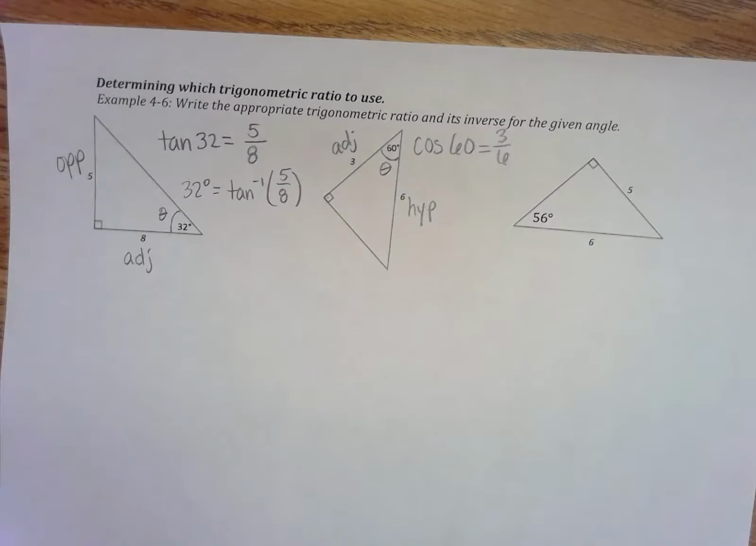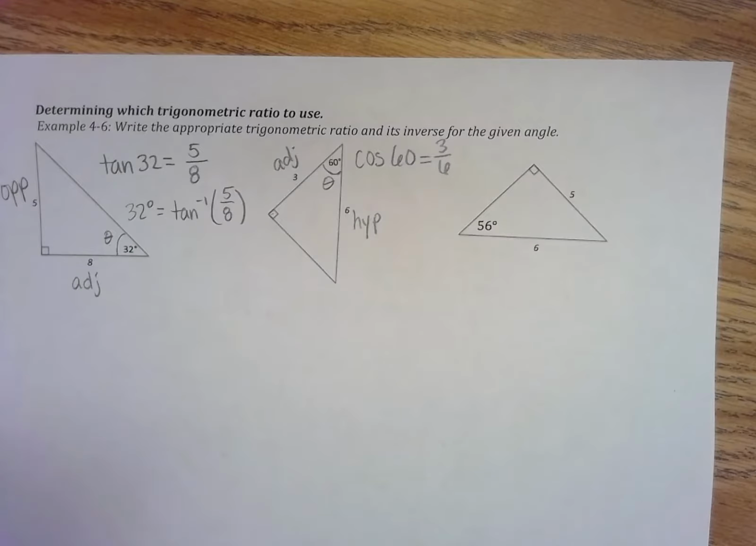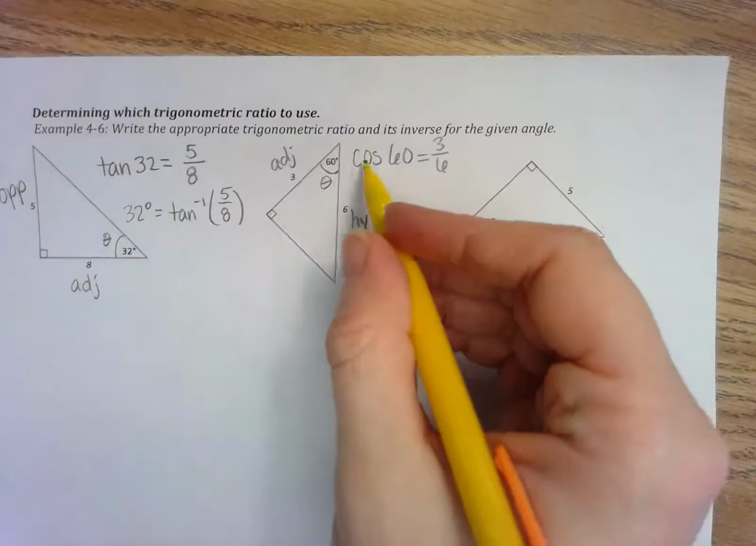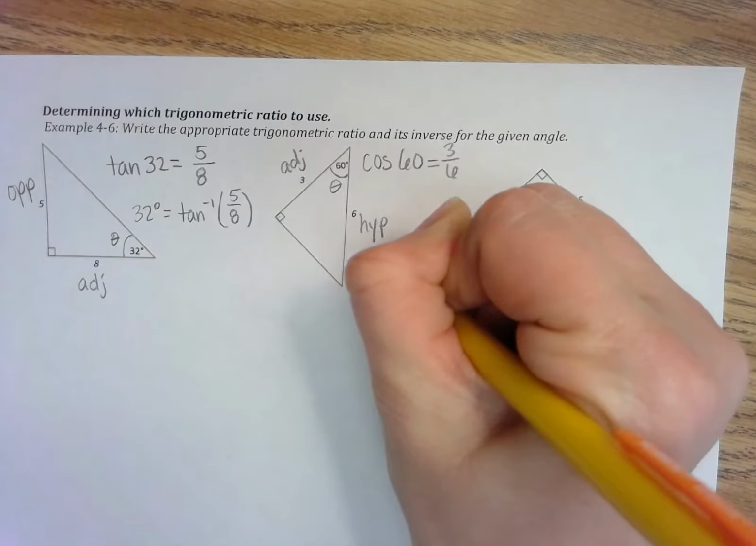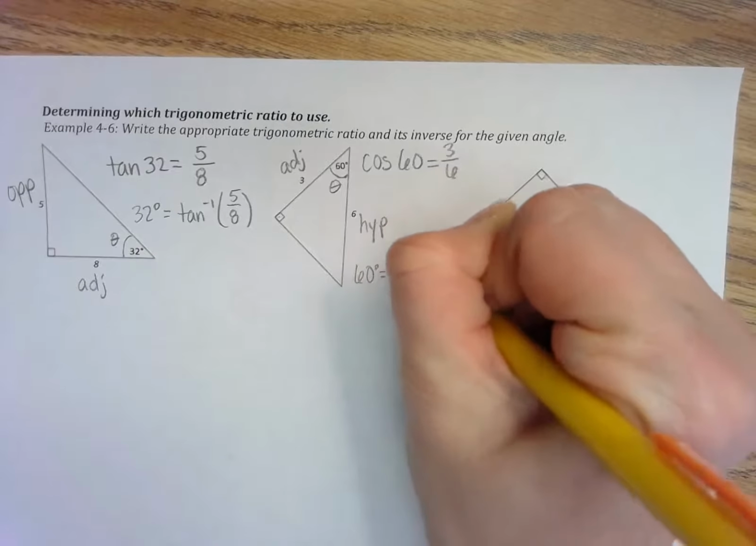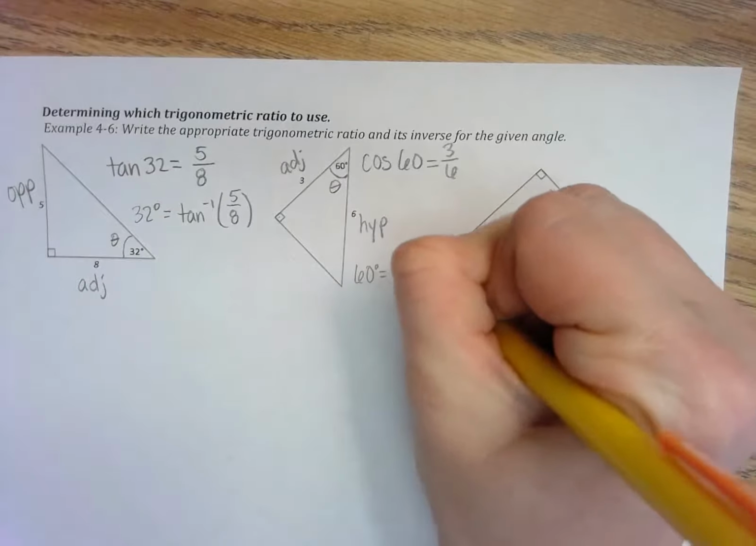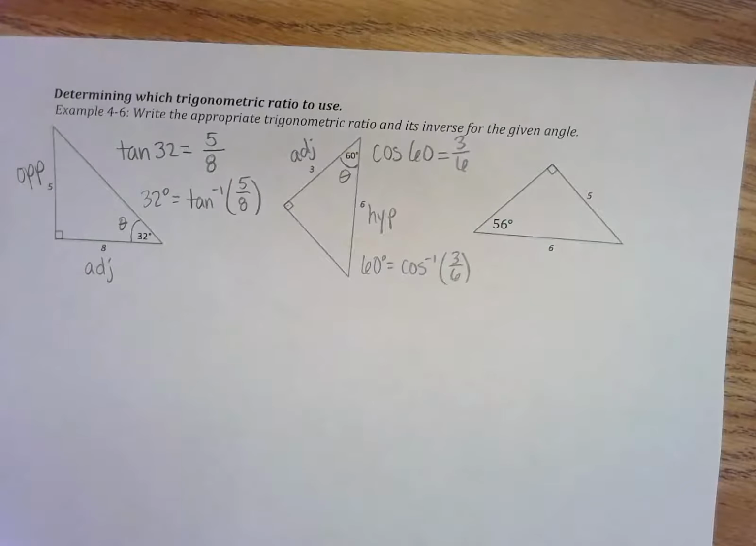So again, you can check that in the calculator, punching in cosine 60 and then 3 over 6, and see that those both equal 0.5. Using the inverse of that angle, we would just say 60 degrees equals our inverse cosine of 3/6. Again, we can check that in the calculator, doing inverse cosine of 3/6 and get out that 60 degrees.